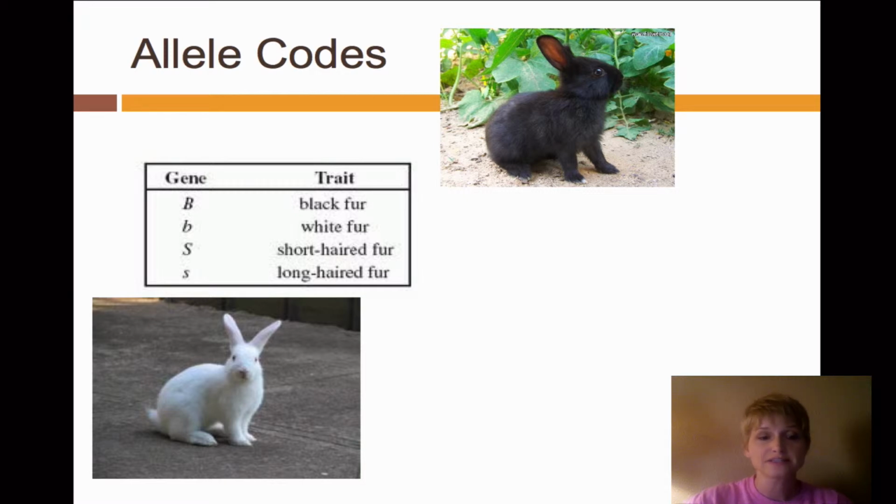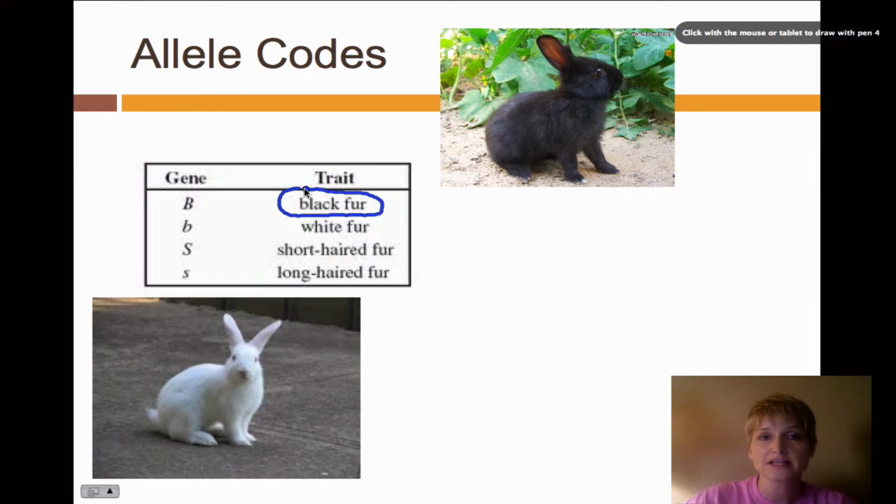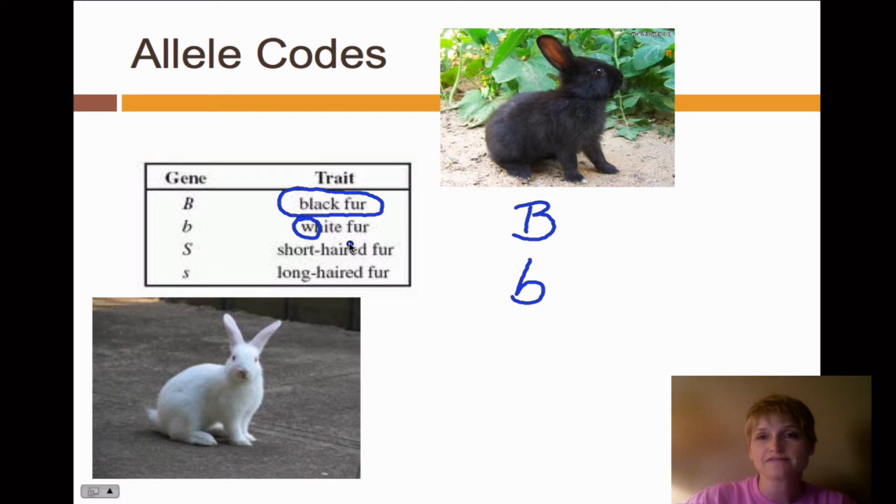All right, we use allele codes. It's kind of a shorthand for us. We look at the dominant trait, and in the case of these rabbits, black fur is dominant to white fur. We would use a capital B to indicate that dominant trait, and we would use a lowercase b to indicate the recessive trait. So even though the recessive trait is white fur, we're not going to use a lowercase w, we're going to stick with that b. Capital B indicates black fur and a lowercase b indicates white fur.